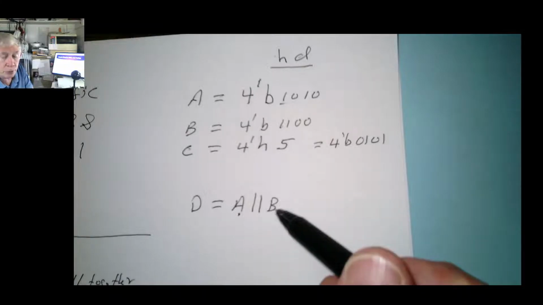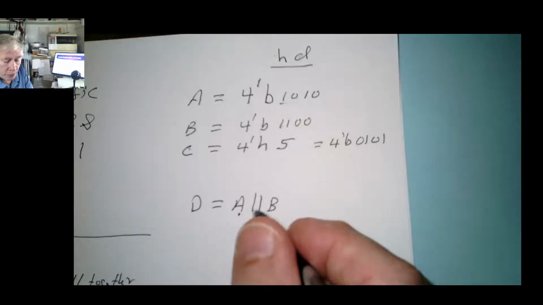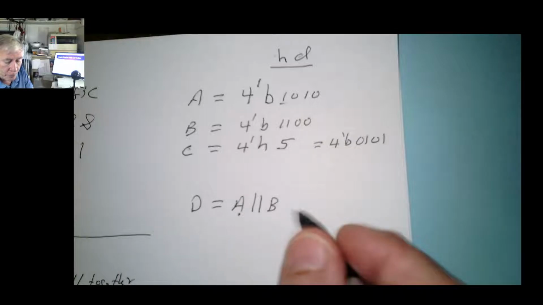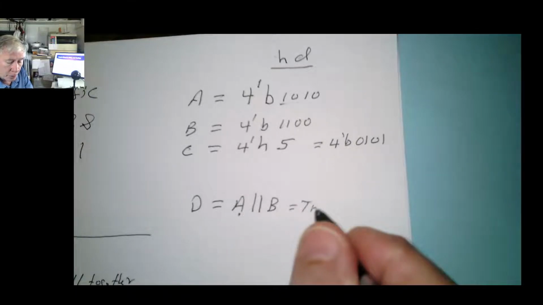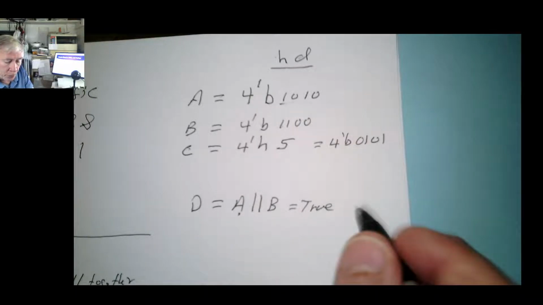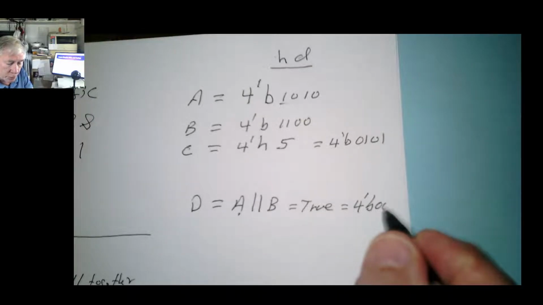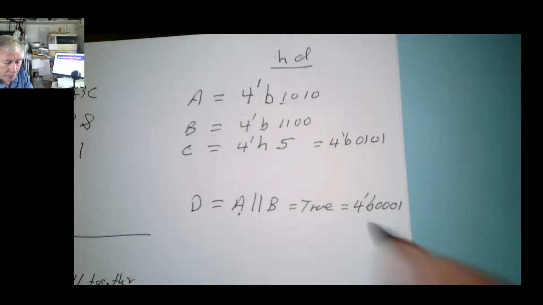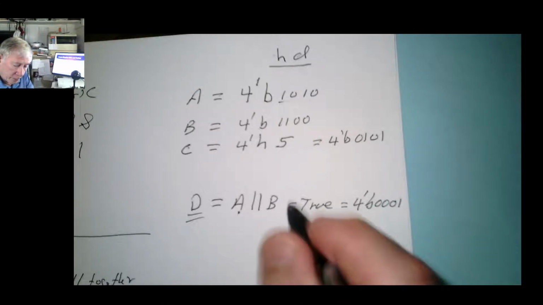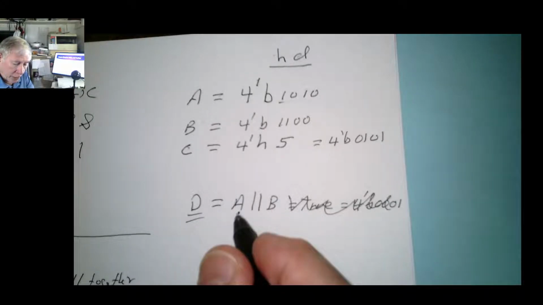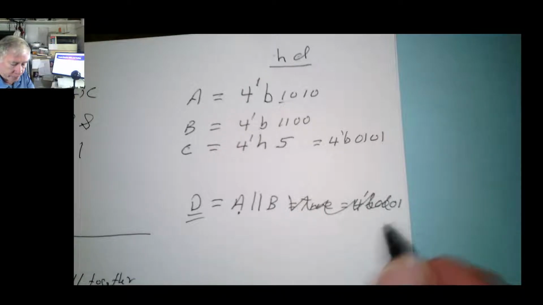So it reduces to a logical true. So true, logically ORed with true, equals true. And we always represent true with, in this case, 4'b0001, since it's a 4-bit vector. All right. So when you're all said and done, D equals A logically ORed with B is going to be equal to 0001.